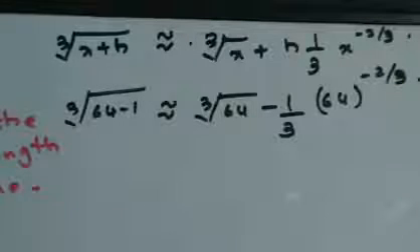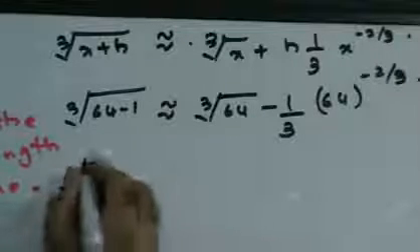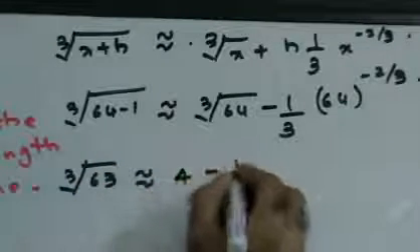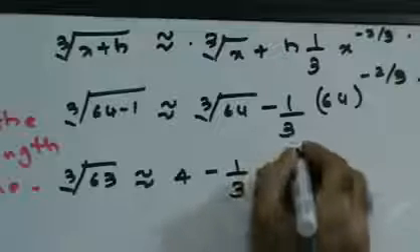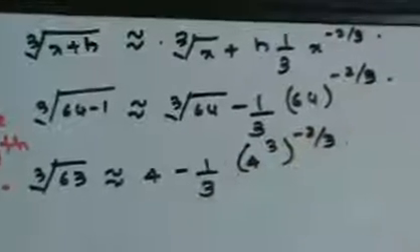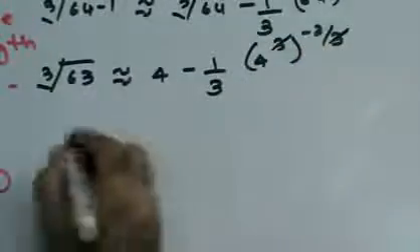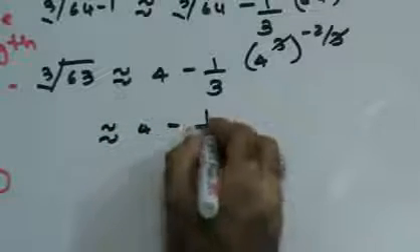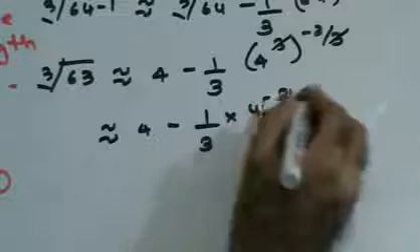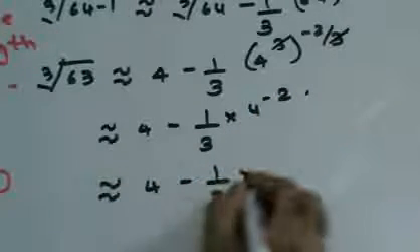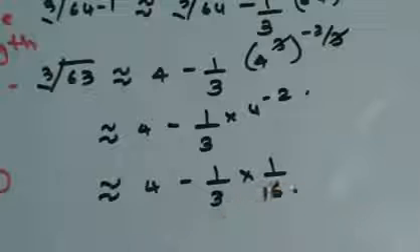I'm just substituting the value. So you can say that cube root of 63 is approximately equal to 4 minus 1 by 3 into 4 raised to 3 raised to minus 2 by 3, right? 3 and 3 get cancelled, so in that case you will get approximately 4 minus 1 by 3 into 4 raised to minus 2, approximately equal to 4 minus 1 by 3 into 1 by 16.